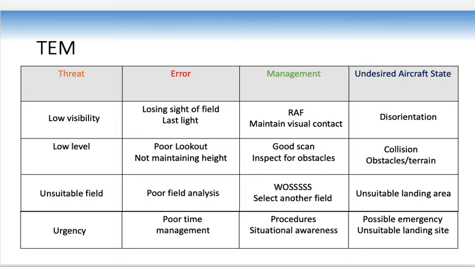The threat of an unsuitable field, the error will be poor field analysis. The management technique will be WASP, or select another field. And if you don't do a good field analysis, you'll be landing into an unsuitable landing area. The threat of urgency, the error of poor time management, managed by procedure and situational awareness. If you don't manage your time, it can lead to a possible emergency or also an unsuitable landing area.